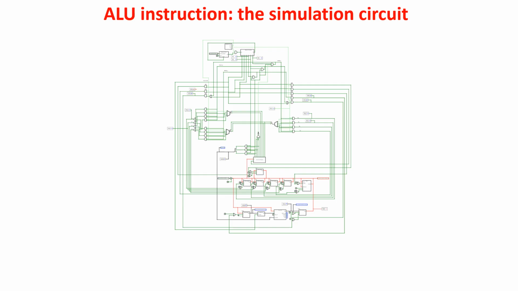Here we have built a simulation circuit to fetch, decode, and execute the ALU instruction. This circuit can do just this. It cannot run other kinds of instructions. I put here just the hardware needed to run the ALU instruction. Let's see a quick overview of the circuit.